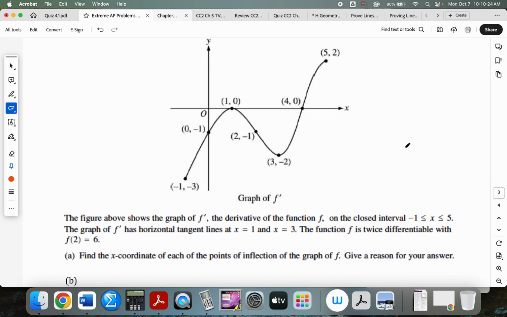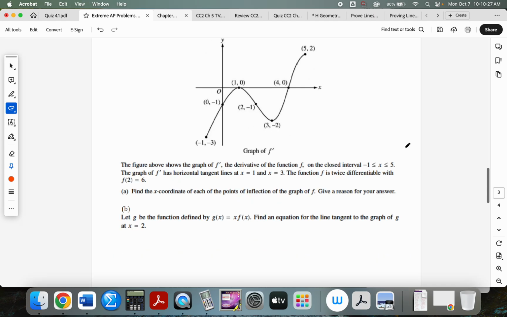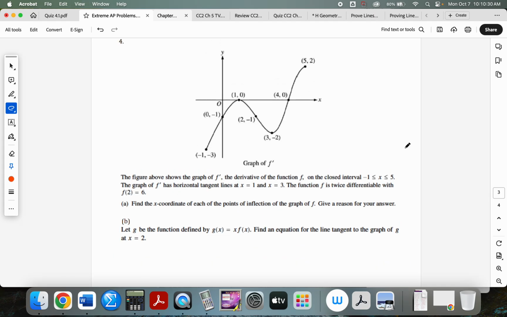Here is what I think of as sort of the prototypical AP question where they give you the graph of the derivative and they ask you a bunch of questions. So the figure above shows the graph of f prime, the derivative of the function f. Isn't that nice? They tell you that that's what that little apostrophe looking thing is on the closed interval from -1 to 5. The graph of f prime has horizontal tangents at x equals 1 and x equals 3. So you don't have to guess where the horizontal tangents are. The function f is twice differentiable and f of 2 is equal to 6.